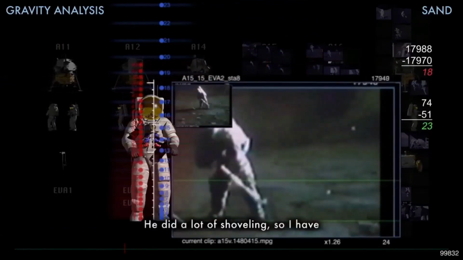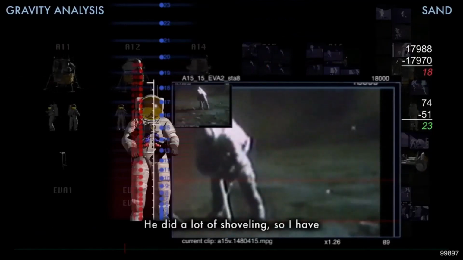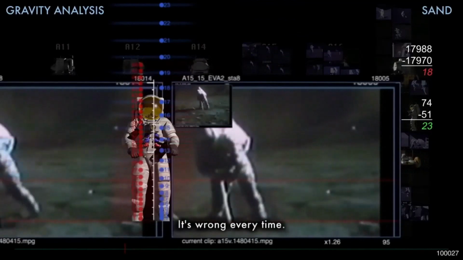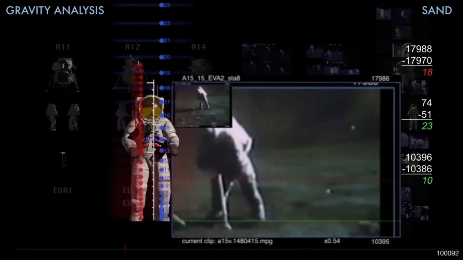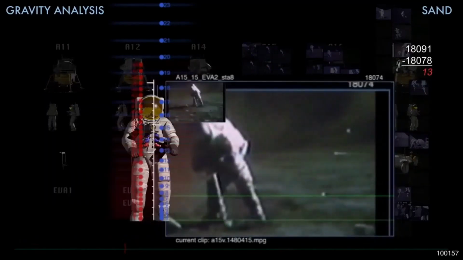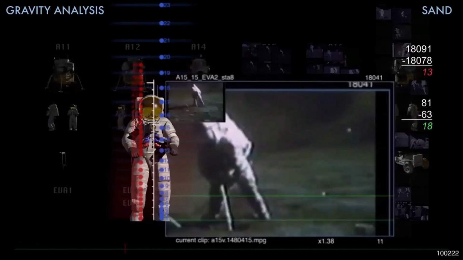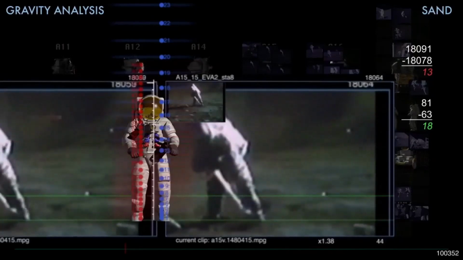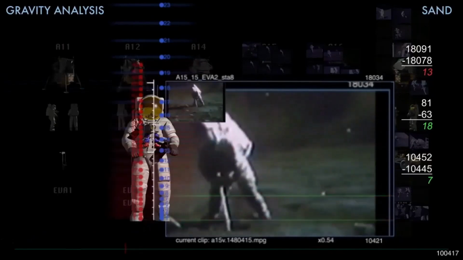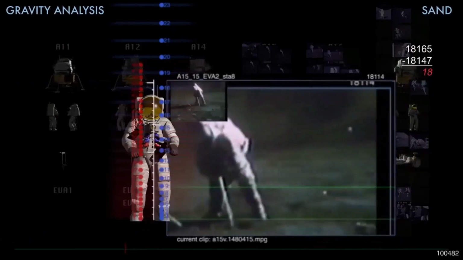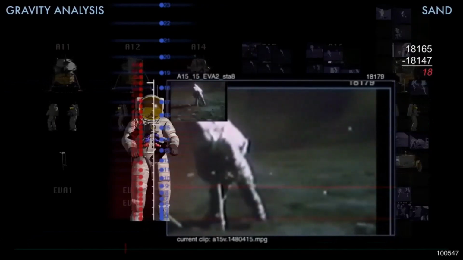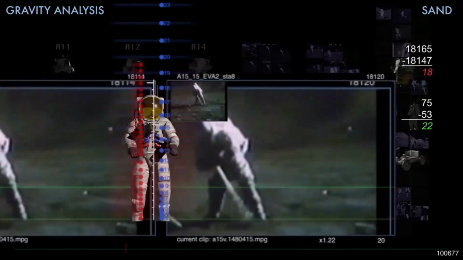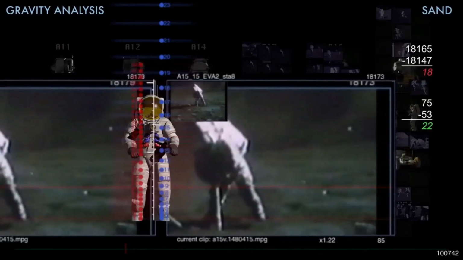He did a lot of shoveling, so I have a lot of opportunities to measure. It's wrong every time. To demonstrate this, I will speed the footage up, slow it down, and then speed it up again to match what was actually happening. And as you can see, NASA got it wrong again. Let's watch that example one more time.